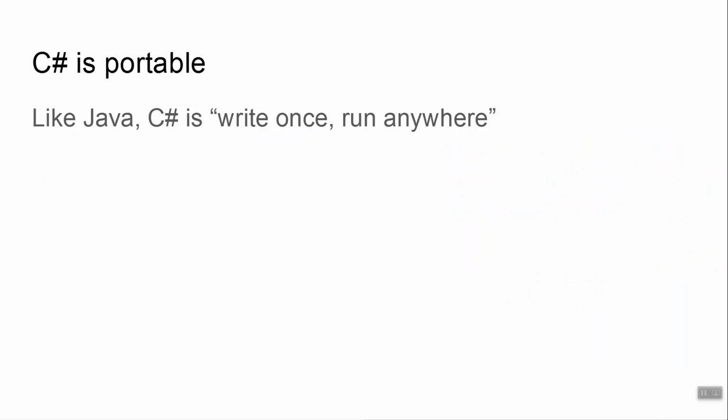Like Java, C# espouses the write once, run anywhere credo, motto, or ethos, whatever you want to call it. And that is possible by that system of the intermediate language and the JIT and the common language runtime. So you can compile your program into that intermediate format, and then you can run that intermediate format anywhere you have a common language runtime installed.